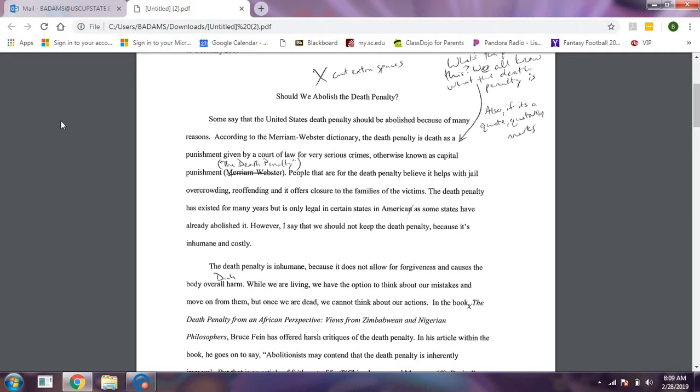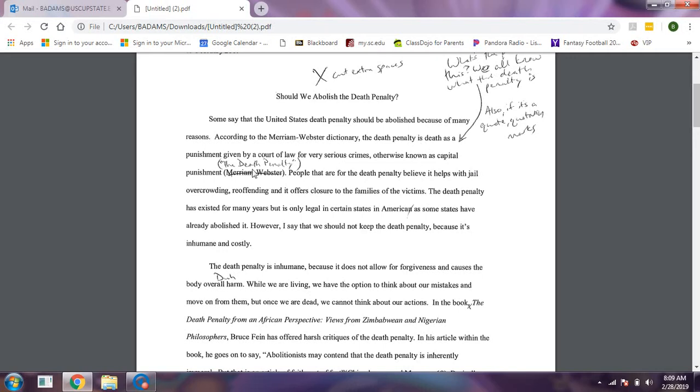According to the Merriam-Webster Dictionary, the death penalty is death as a punishment given by a court of law for very serious crimes, otherwise known as capital punishment. Now, that might be a quote. If it's a quote, it has to appear in quotation marks. Whether it's a quote or not, I have to ask, what is it doing in there? Is there really anyone who is reading this paper who doesn't know what the death penalty is, or whose understanding of the death penalty is improved by this quote? I don't think that there is. I would suggest not putting this quote in there at all.